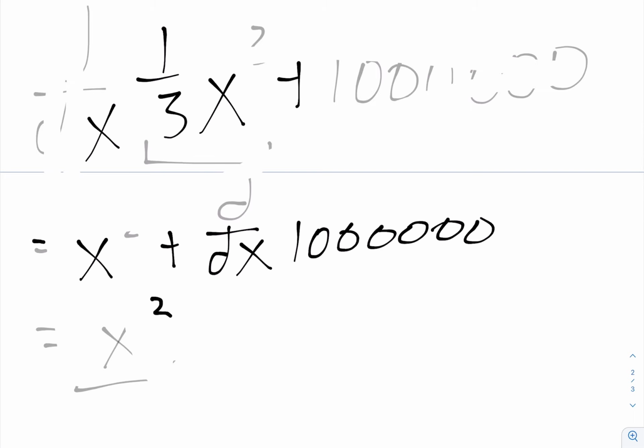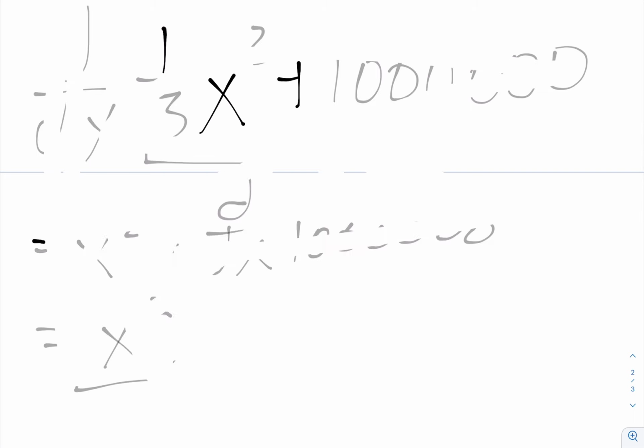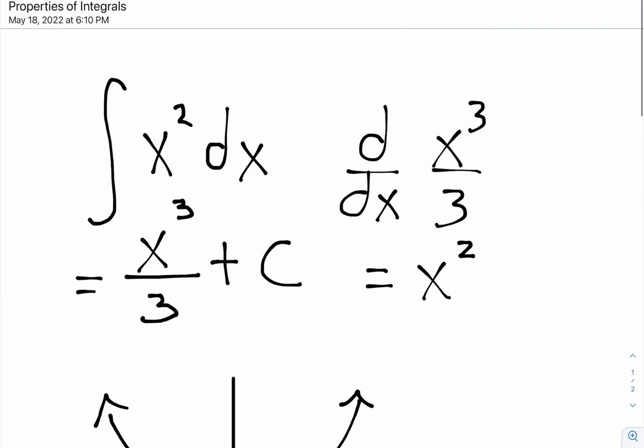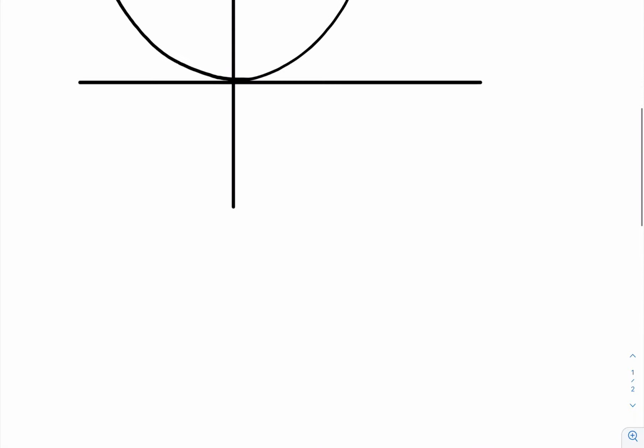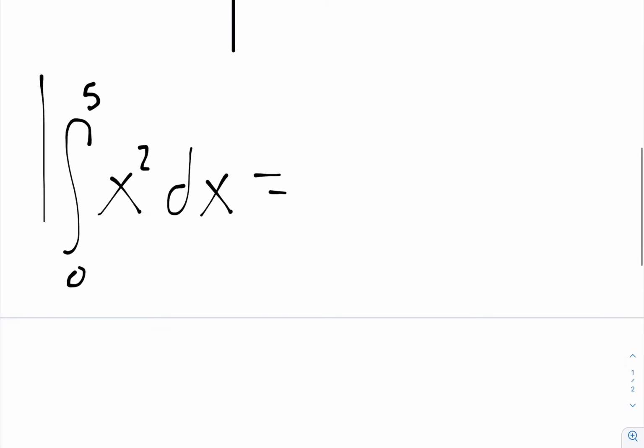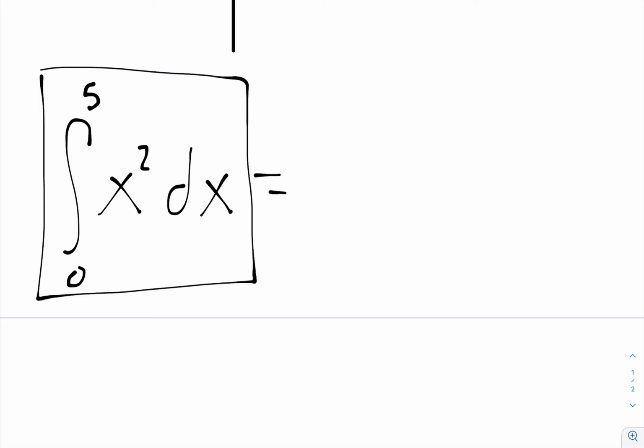Definite integrals, on the other hand, those aren't functions. Those are scalar, constant actual values of areas underneath the curve. So let's say we wanted to find the definite integral from 0 to 5 of x squared dx. This isn't a function, it's an exact value of an area underneath the curve x squared from 0 to 5.